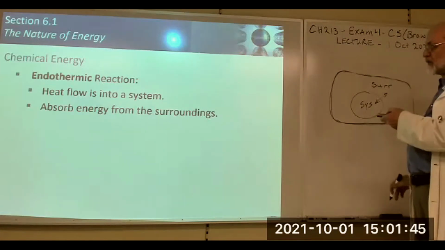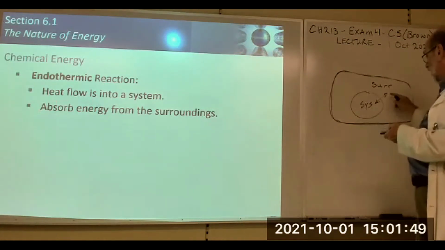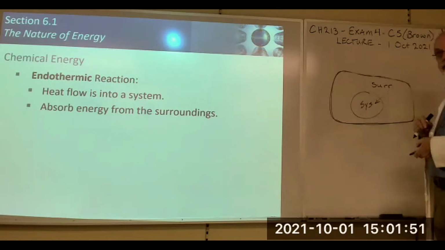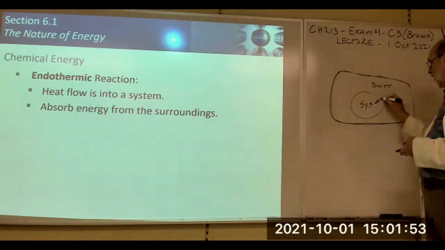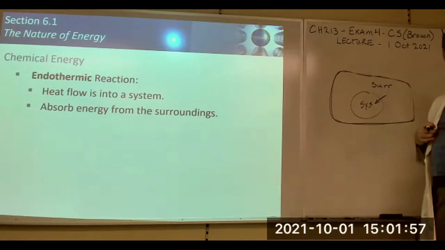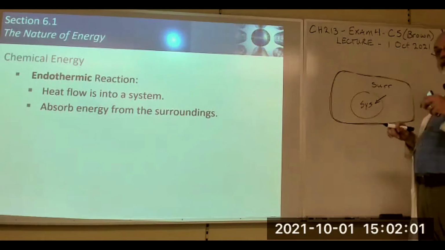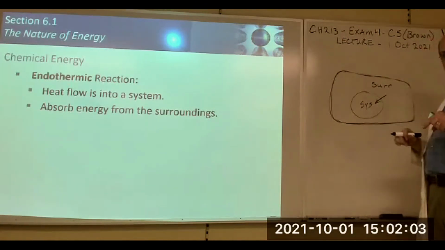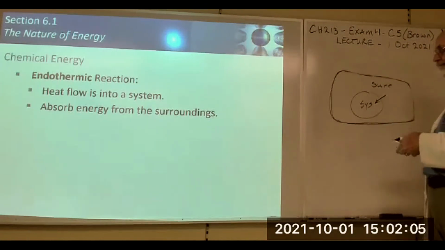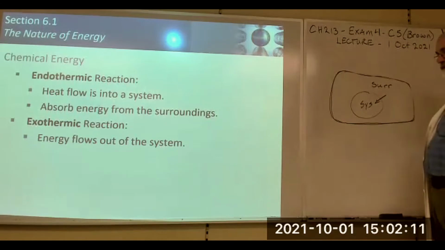So heat flows into the system. That means it absorbs energy from the surroundings, like that. And that's endothermic. Everything is referenced to the system. So when we say endothermic, that means energy moves into the system. Okay? Exothermic is just the other way around. Energy moves out of the system.